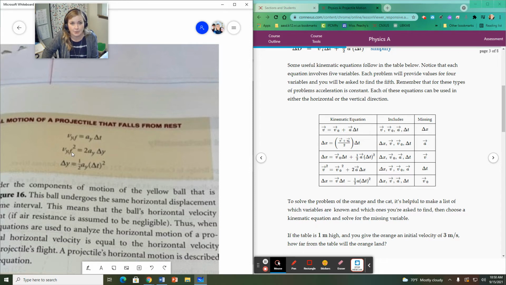Same thing with the second one. I don't know what that is. But the third one, I have all that information. I have the height of the table, that's my delta y. I know acceleration due to gravity, that's negative 9.8 meters per second squared. I don't know time, but that's what I'm trying to solve for. So I can use this equation here to figure out the time.